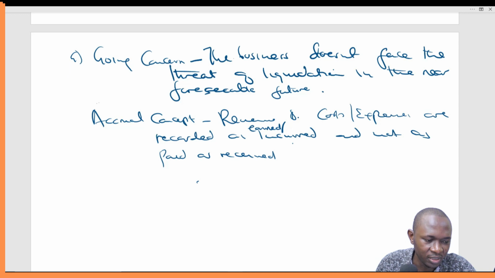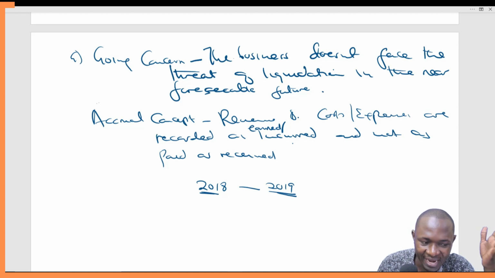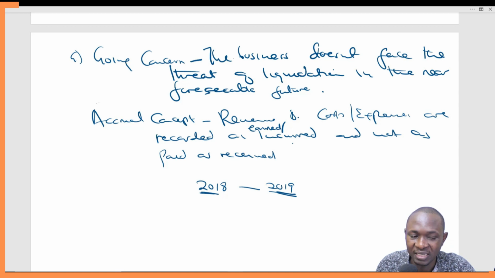So we can do the job in 2018 and get paid in 2019. In such cases, the income will be recorded in 2018 because the job was done in 2018, money was earned in 2018. It was only received in 2019. So it will be recorded in the 2018 books. So the accrual concept simply says that we record expenses and incomes as incurred or as earned, and not as paid or as received.